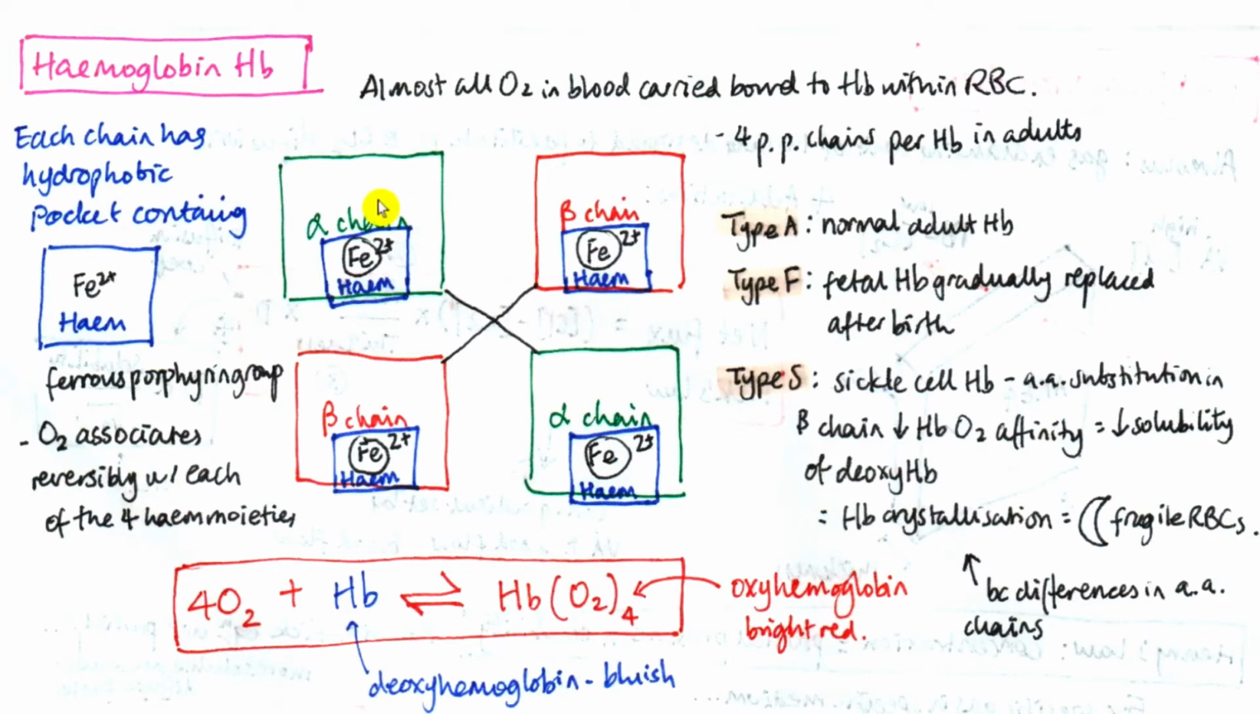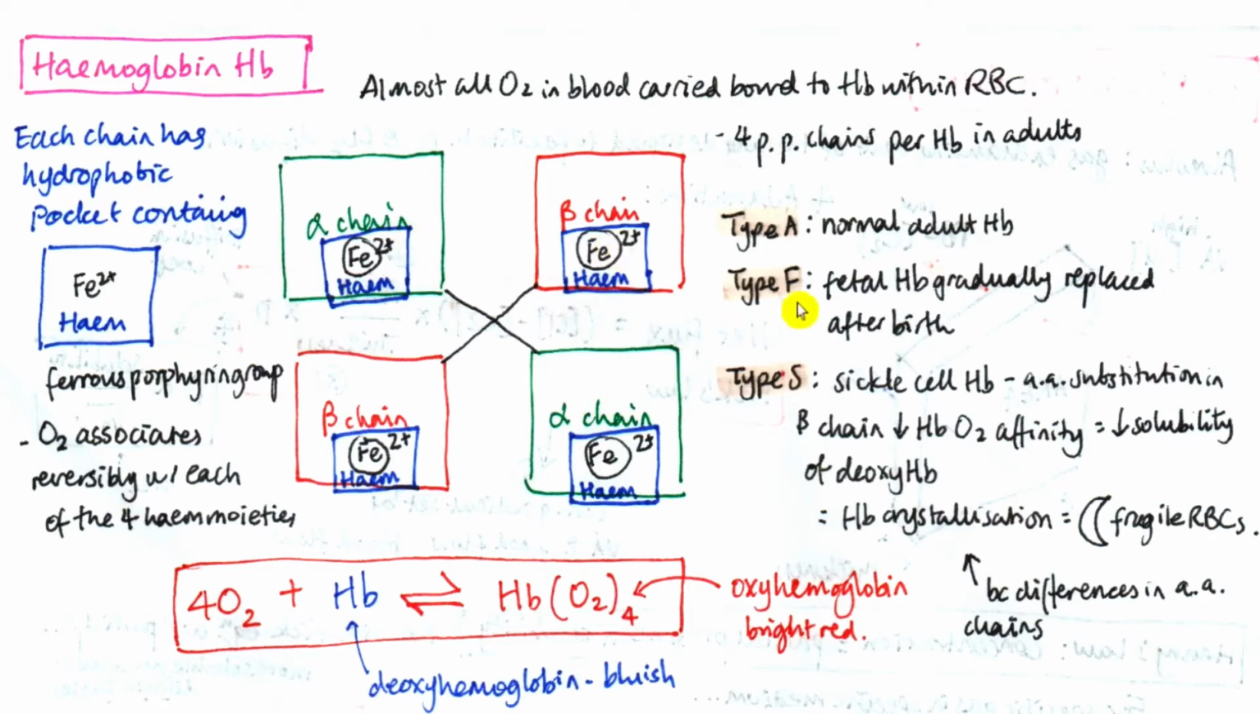So the 4 polypeptide chains in the haemoglobin molecule are named alpha and beta, so 2 alpha chains and 2 beta chains with slightly different structures. And each of them carries a heme group, each of which contains an Fe2+ ion. So each Fe2+ ion associates with 1 molecule of oxygen, and in total this haemoglobin molecule can carry 4 molecules of oxygen, or 8 atoms of oxygen.